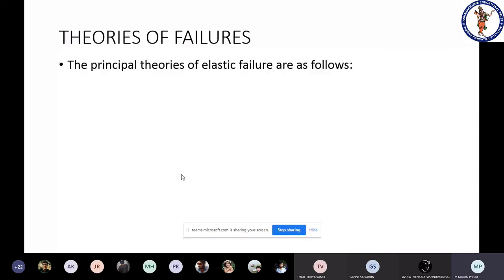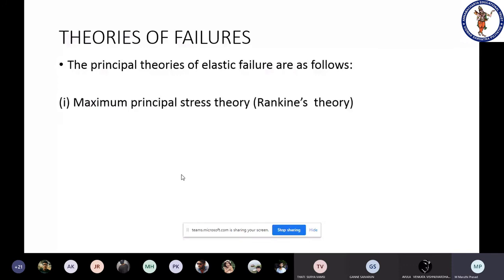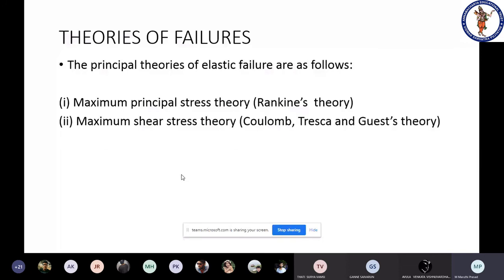From those theories, these five are very, very famous. First one is maximum principal stress theory, which is proposed by Rankine. Second one is maximum shear stress theory, which is proposed by Coulomb, Tresca, and Guest. It is most famous as Guest theory. Third one, maximum strain theory, which is called Saint Venant's theory.